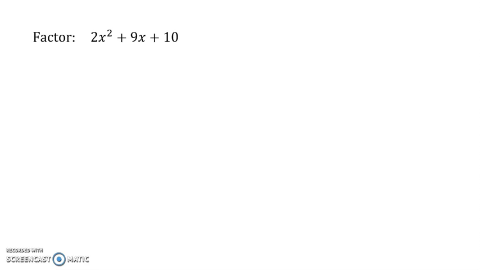And let's go ahead and take a look at one more example. This time we're going to be asked to factor 2x squared plus 9x plus 10. And this one's a little bit more challenging because we have a number in front of the x squared term that's not equal to 1, right? So obviously there's a couple different approaches here. You can try and factor this one using trial and error, or you can use what's called the AC method.